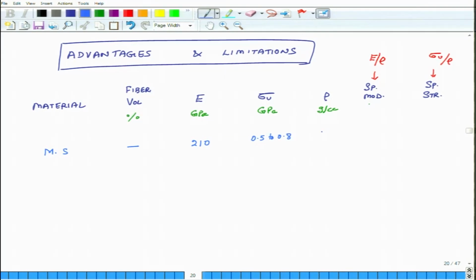The density of steel, does not matter what steel we are talking about, is about 7.8 grams per cc. So, the specific modulus, if you take the ratio of 210 divided by 7.8, you get 26.9. And the specific strength is anywhere between 0.058 to 0.106. So, that is for mild steel.